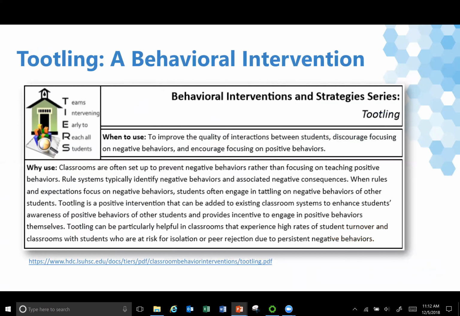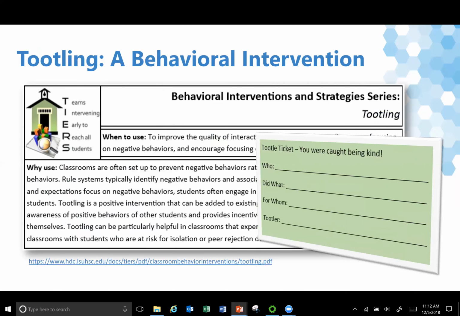Classrooms are often set up to identify or catch kids being bad, but Tootling gives us an opportunity to catch kids being good. So engaging kids with Tootling is a positive intervention that can be added to existing classroom systems. And it basically looks like providing a Tootle ticket. A Tootle ticket records who was doing what, what they did, for whom, and who the tootler is. This is an example, but you could create a Tootle ticket or Tootle system in any way. And this is great for young kids, but it can also be adapted for your secondary students too.